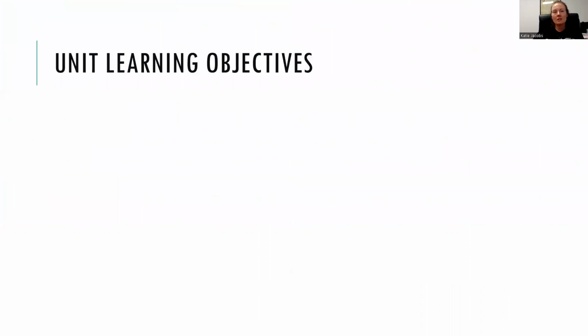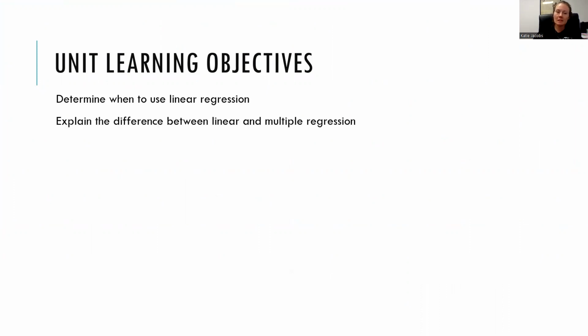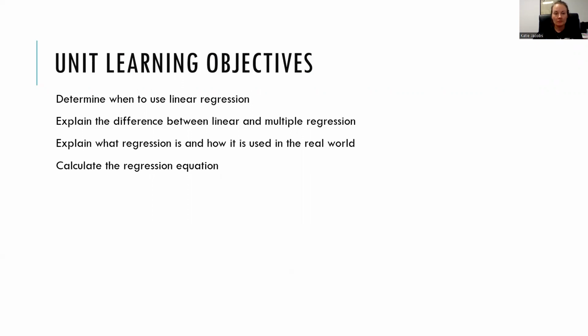By the end of this unit, there are several things that I want you to be able to do. I want you to be able to determine when to use linear regression. I want you to be able to explain the differences between linear and multiple regression. I want you to explain what regression is and how it is used in the real world. I want you to be able to calculate the regression equation. I want you to be able to calculate the slope of a line, and calculate the y-intercept.